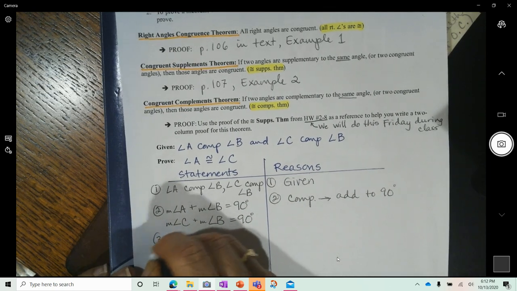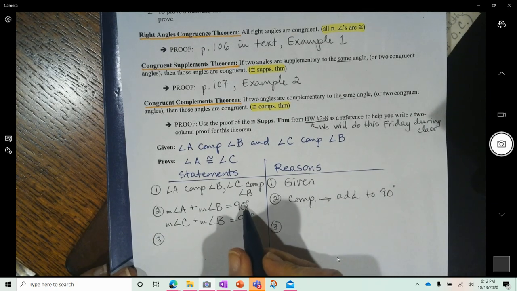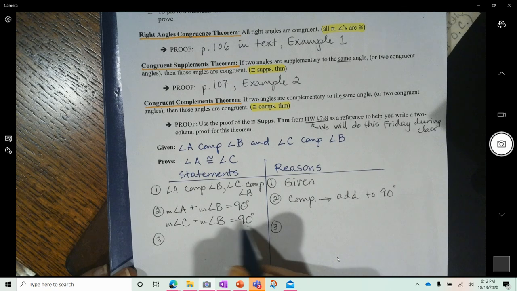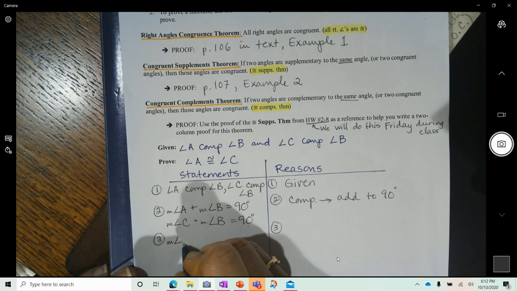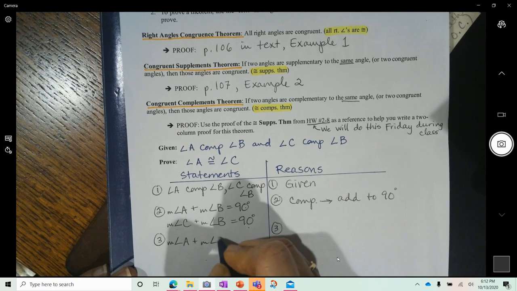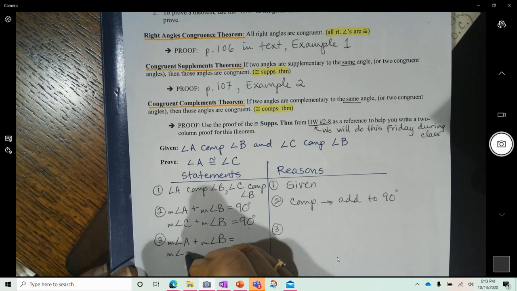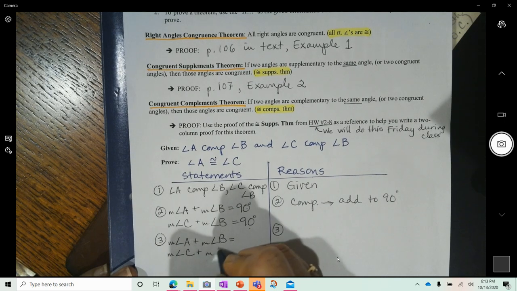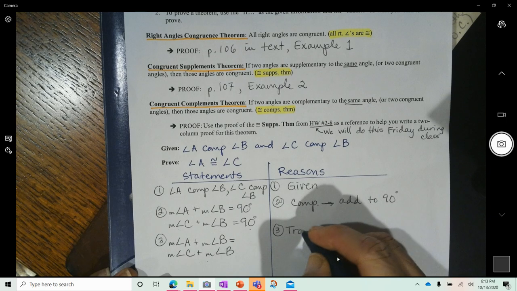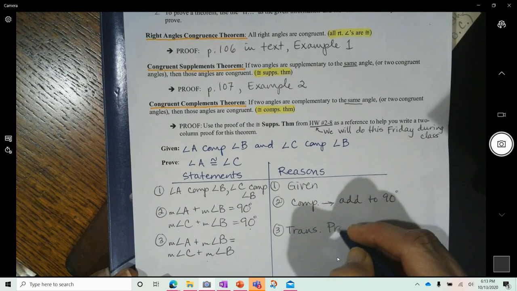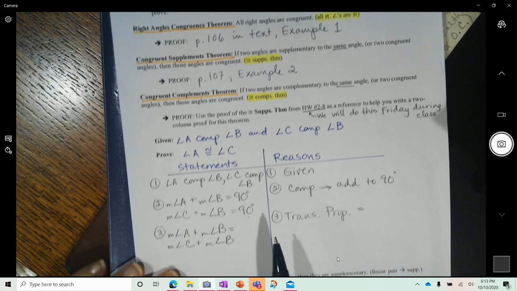Then the third thing we can write, keep them right across from each other. Since they're both equal to 90, you can set this equal to this. So the measure of angle A plus the measure of angle B is equal to the measure of angle C plus the measure of angle B. That is called the transitive property of equality, because they're both equal to 90.